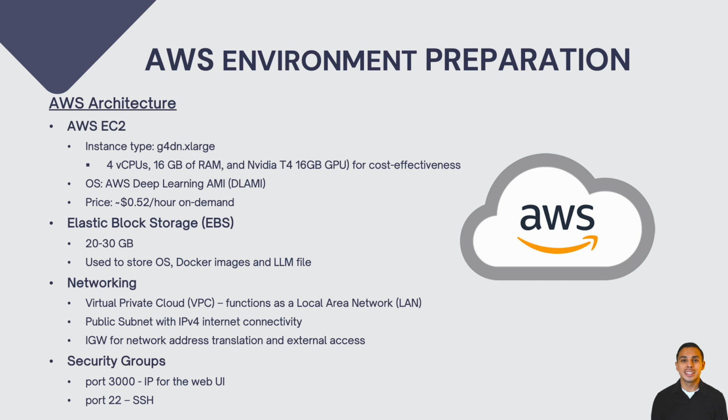For storage, we attach 75 gigabytes of EBS, plenty for the OS, Docker images, and the Llama model, which weighs about 1 to 2 gigabytes in size. Finally, on networking, we put the instance in a public subnet with an internet gateway and a security group that opens port 22 for secure shell and port 3000 for our web UI. This configuration delivers low latency inference and a smooth chat experience, all on a single cost-efficient GPU instance.